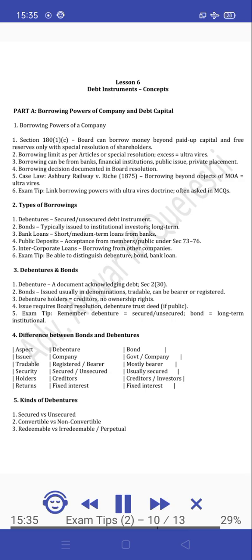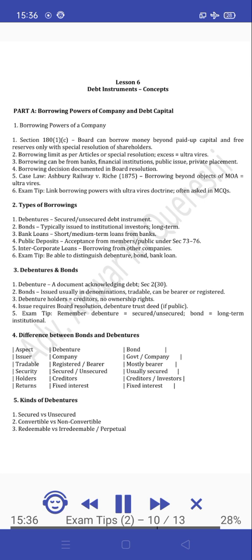3. Debentures and bonds. 1. Debenture: a document acknowledging debt, Sec 2(30). 2. Bonds: issued usually in denominations, tradable, can be bearer or registered. 3. Debenture holders equals creditors, no ownership rights. 4. Issue requires board resolution, debenture trustee if public. 5. Exam tip: remember debenture equals secured or unsecured; bond equals long-term institutional.